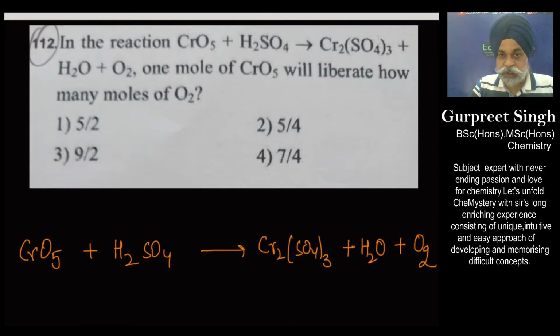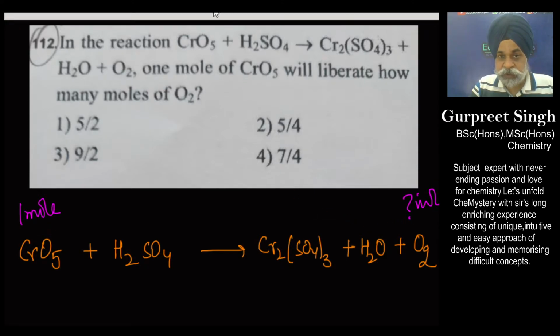Now, if I do it simply by the hit and trial method, things are quite easy. Basically, the hit and trial method is applied rightly when you are provided with all the reactants and products formed and used in the reaction. In this particular case, they are asking: if you are given 1 mole of chromium pentoxide, how many moles of oxygen are produced? This is what the question is.